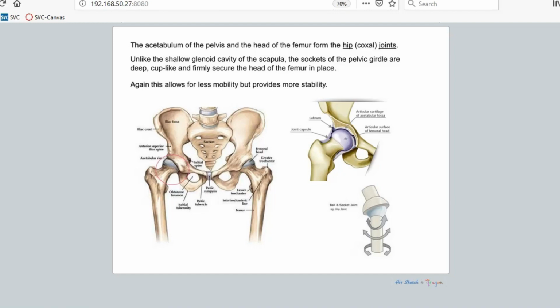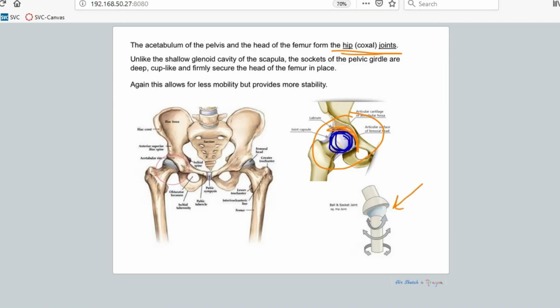Okay, and then on to the hip joint. So basically the hip joint is formed like the shoulder joint. You have the head of this bone, except this is the head of the femur, that sits in a depression. And that depression is the acetabulum. And collectively, that forms the hip joint, or the coxal joint. And again, this is a ball and socket joint, just like the shoulder.